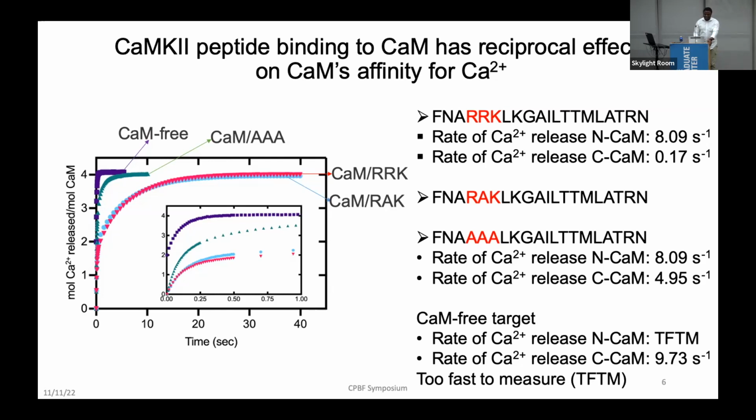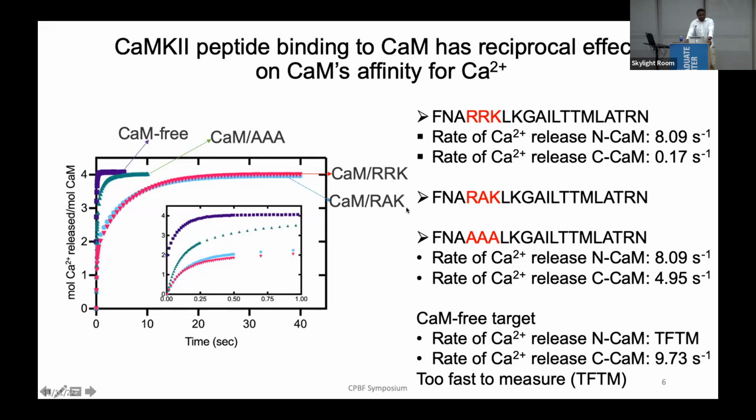Okay, so here we have the calmodulin in complex. So this one, the green one, is the calmodulin in complex with the peptide with triple mutation. So if you look at the time it takes for all the calcium to be released from CAM, you can see that it's actually a short time, as compared to the calmodulin in complex. Yes. You described the rate of calcium release from the N terminus. Yes.